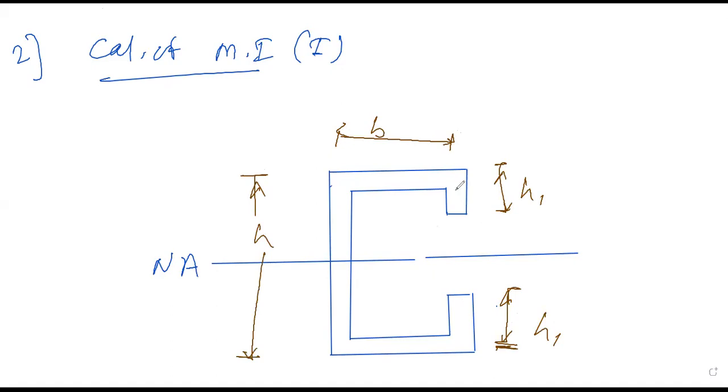Right, so consider this part as the first part, this again as the first part, this we will consider the second part, and this the third part. Thickness for each element will be the same. Thickness is T, this is also T.